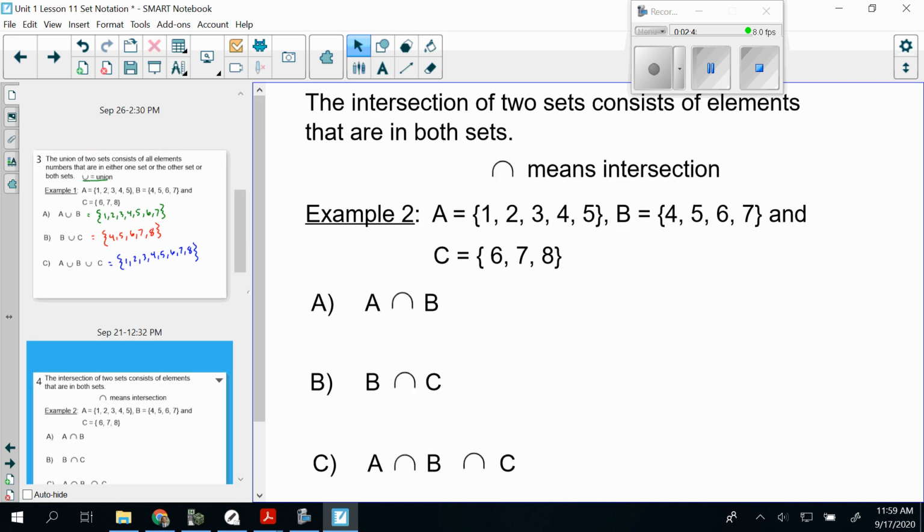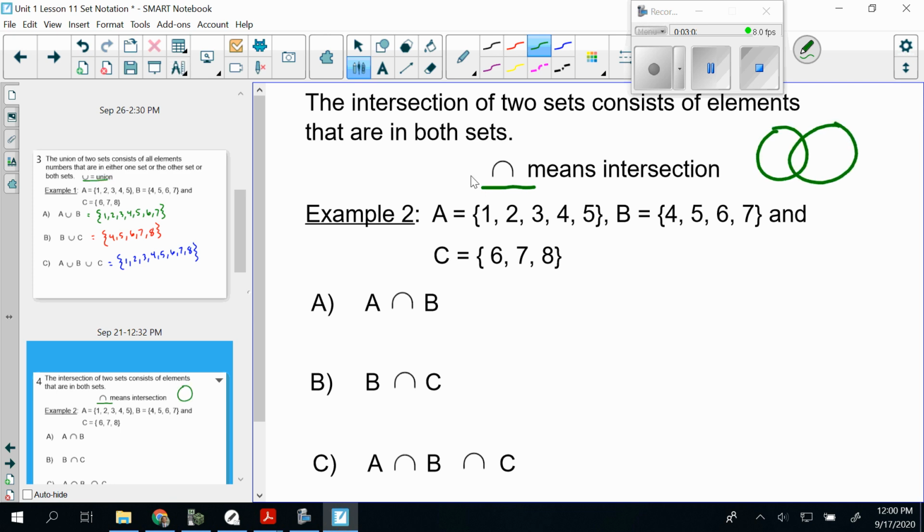Okay, intersection of two sets. It consists of all the elements that are in both sets. The intersection symbol is kind of like an upside down U. So in order to be in the intersection, they got to be included in both. If you think of it like a Venn diagram, A and B here, the intersection is what do they have in common? So for A here, we want the intersection of A and B.